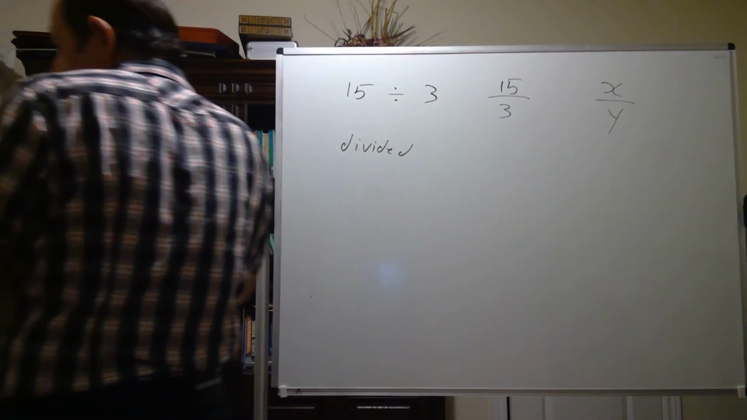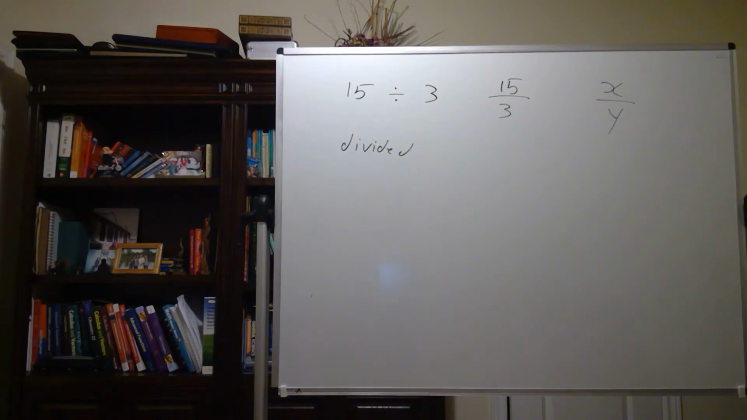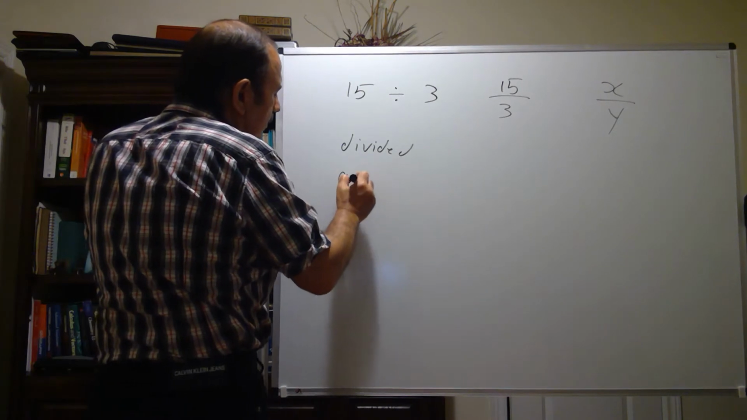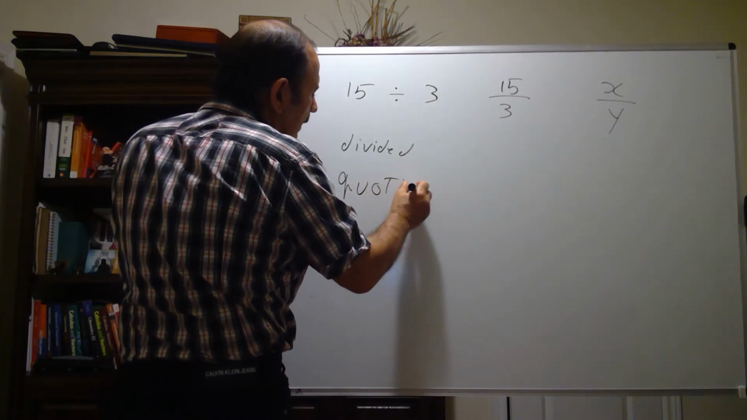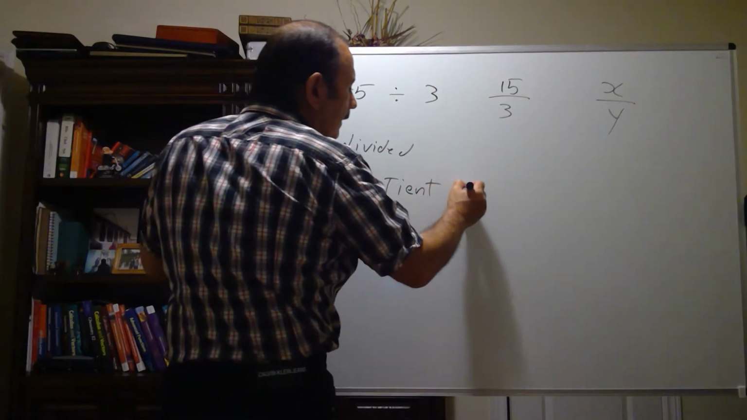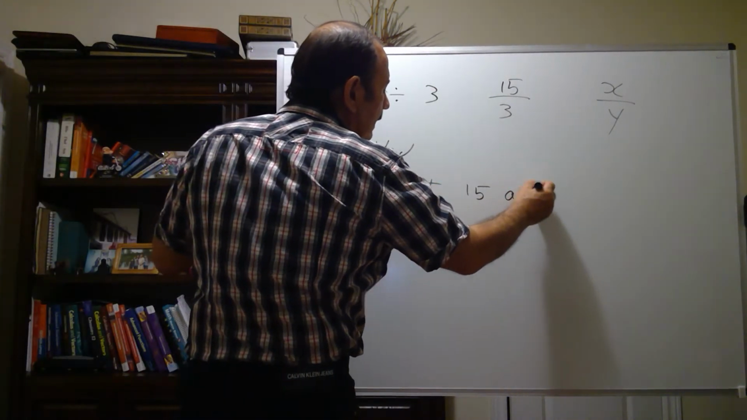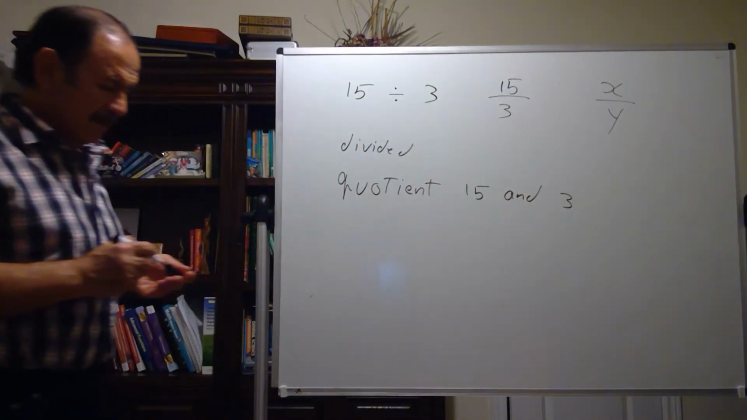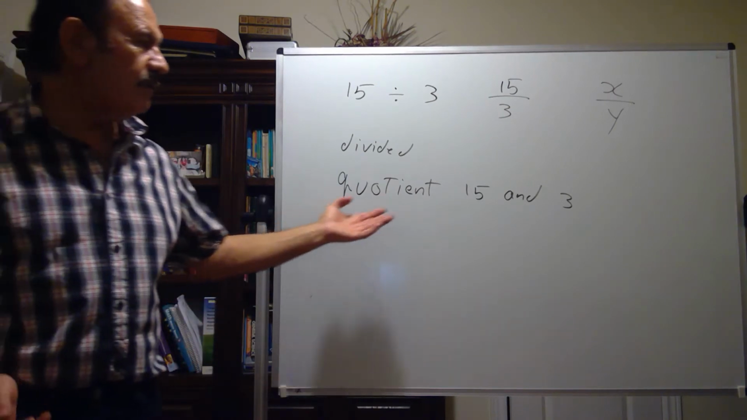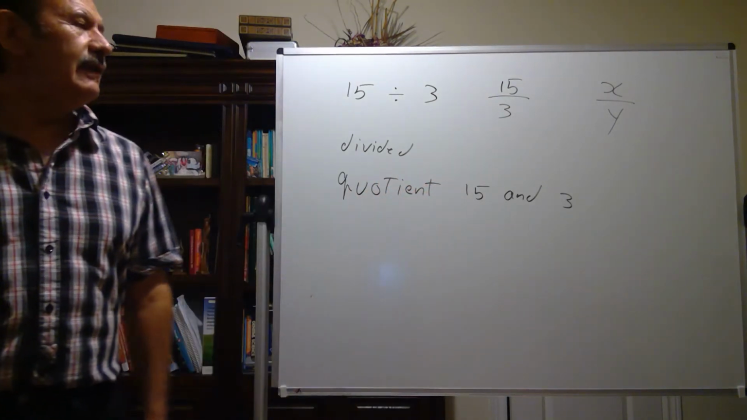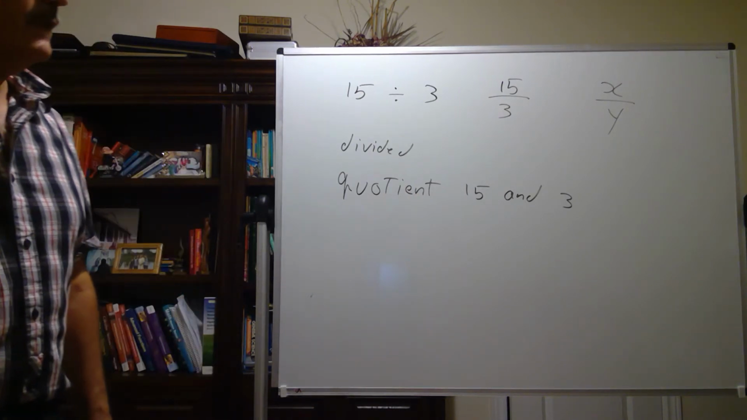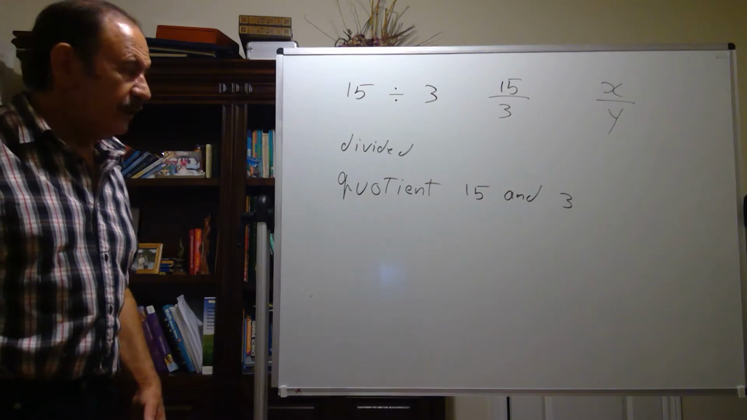Quotient. Let me find the spelling: Q-U-O-T-I-E-N-T. Quotient, again in division. Quotient of 15 and 3 means 15 divided by 3. Quotient of 15 and 3 is 5. Quotient means the result of 15 divided by 3, which can be 5. Find the quotient of 15 and 5 is 3.